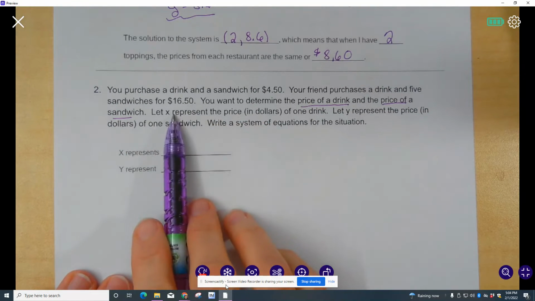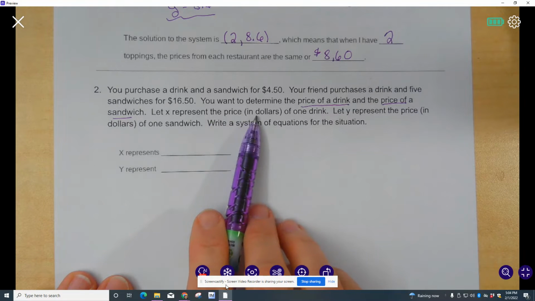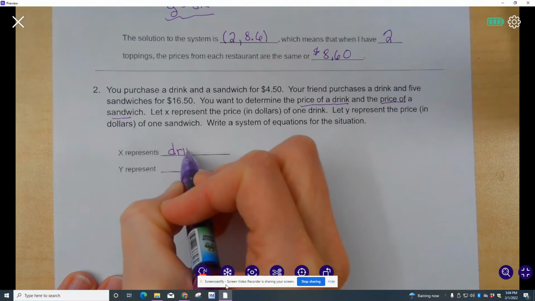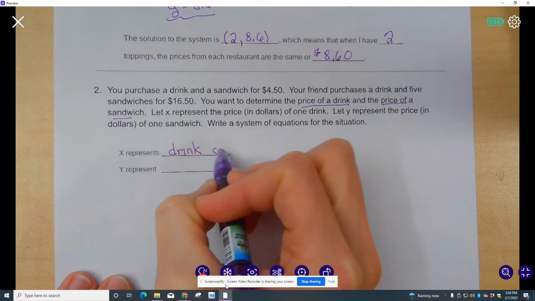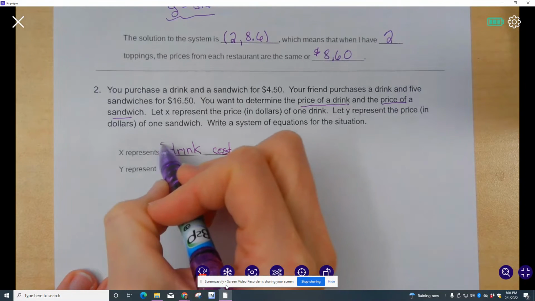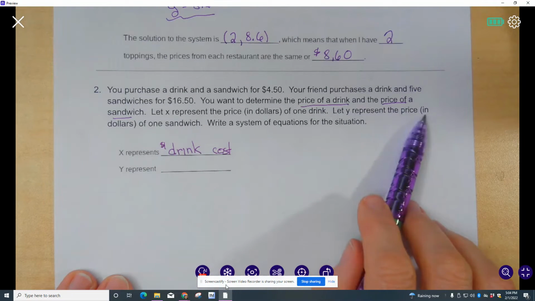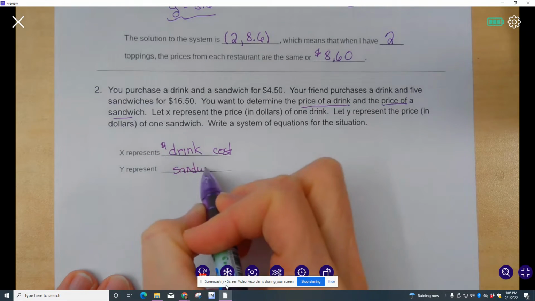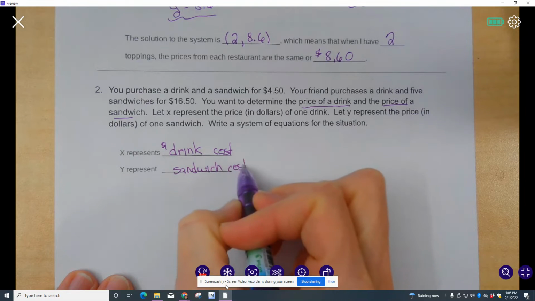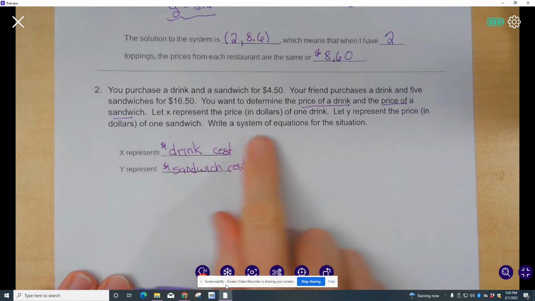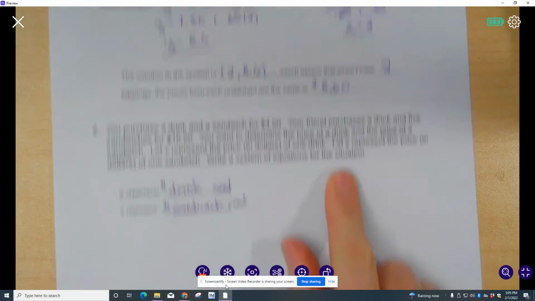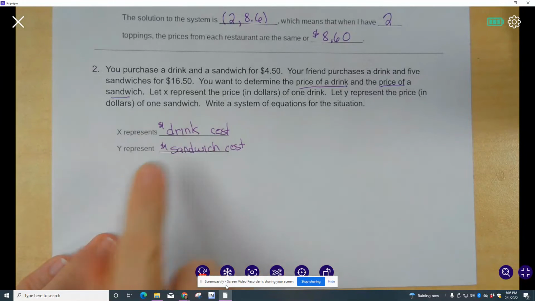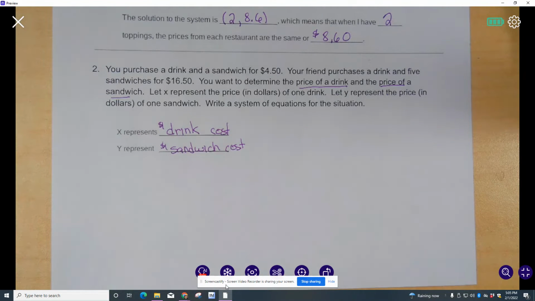Oh, they helped us out here. They said, let X represent the price in dollars of a drink. So this is the drink cost, right? So that's dollars. And then it said, let Y represent the price in dollars of one sandwich. So this is the sandwich cost, so this is also dollars. Write a system of equations for this situation. Remember, a system of equations is just 2 equations. When I have 2 variables, I have to write 2 equations if I want to solve.